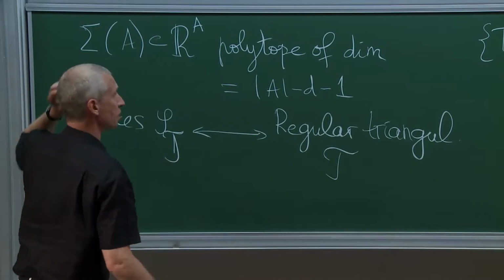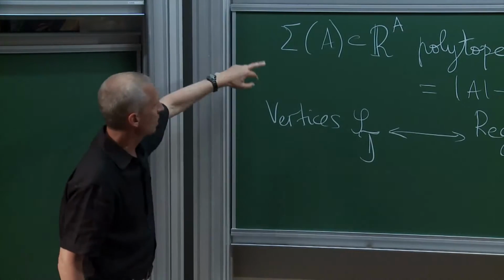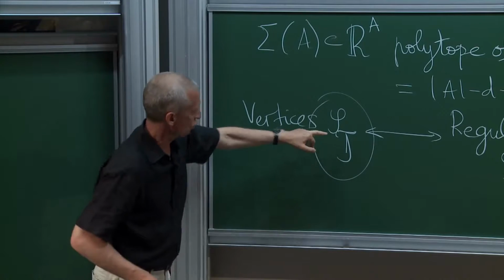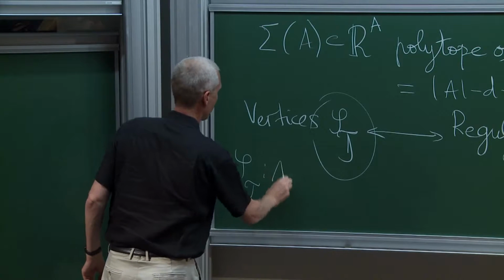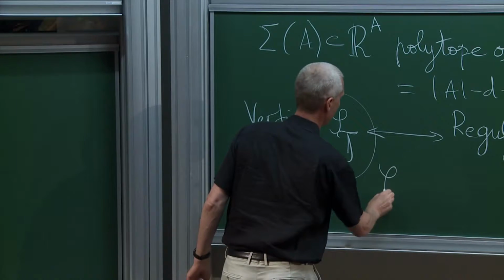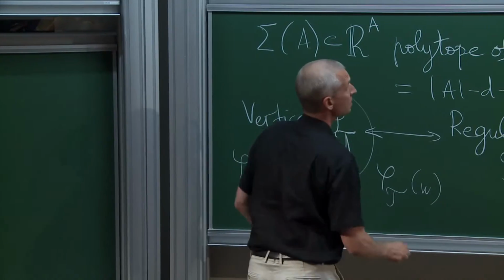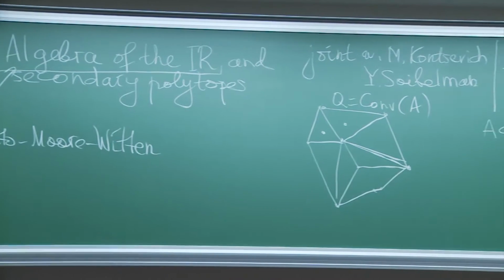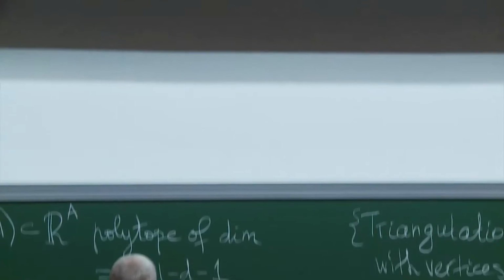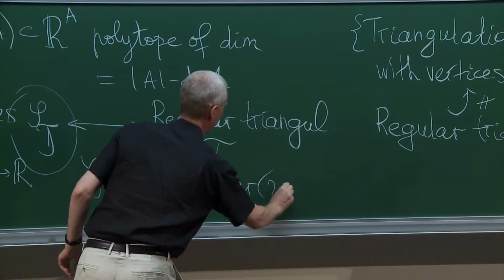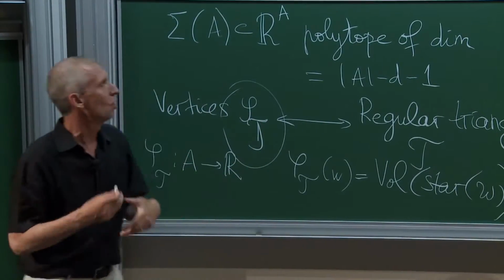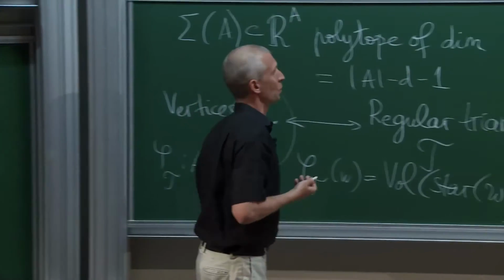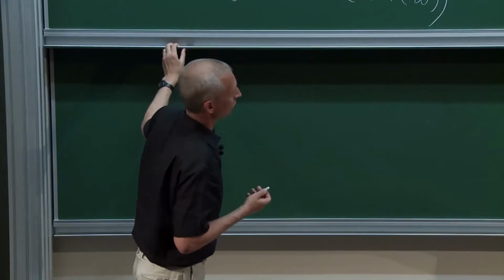It's not a definition, it's a reminder. This is a certain particular function, phi T, a function from A to R, and phi T of a point w is the sum of the volumes of the simplices of the star of the point w in the triangulation. That's the definition, and the theorem is that all those points are actually vertices of some convex polytope, which a priori is not clear.